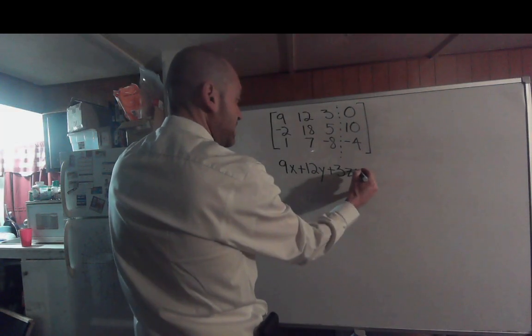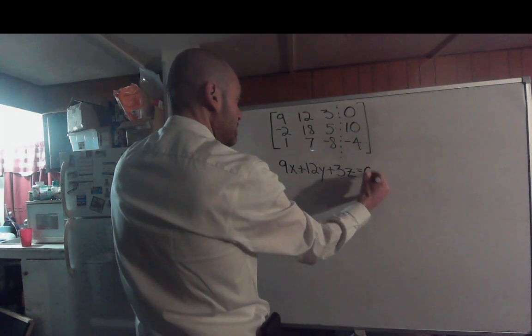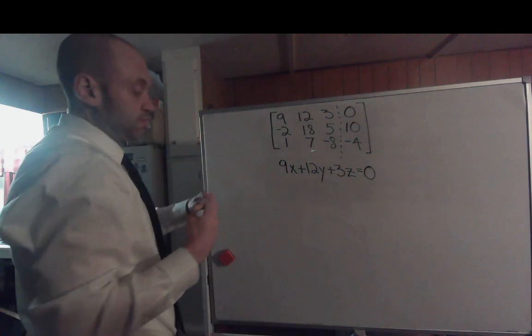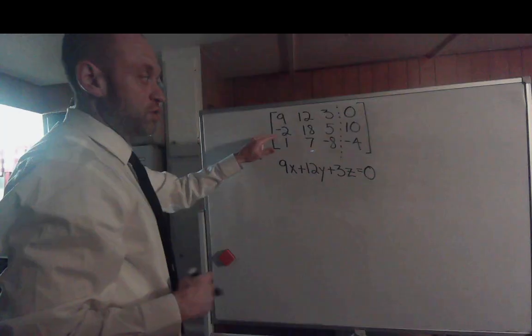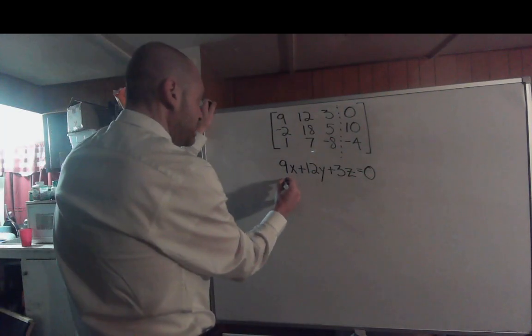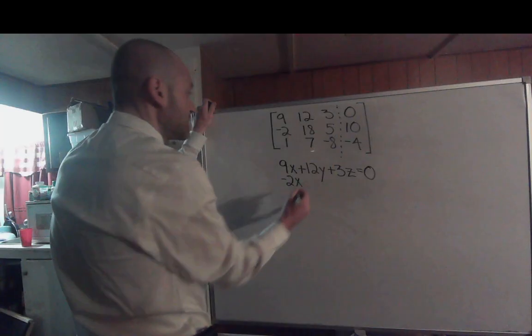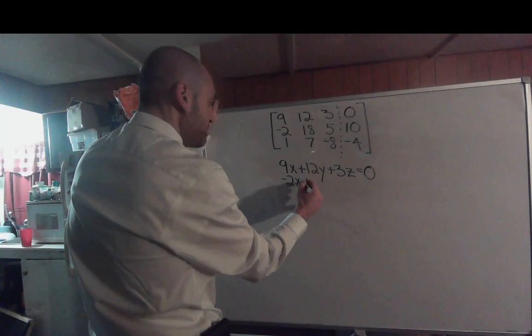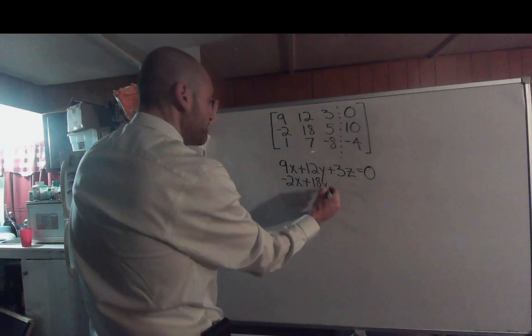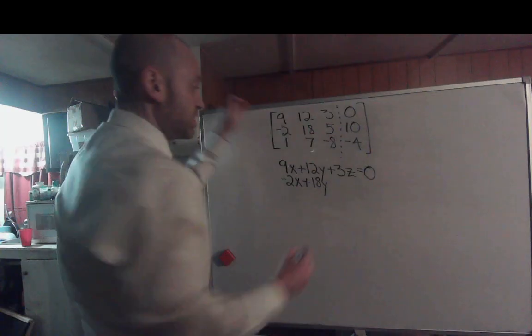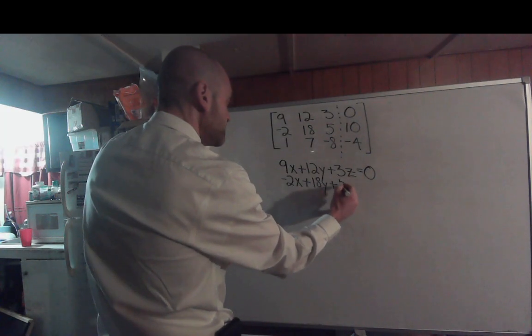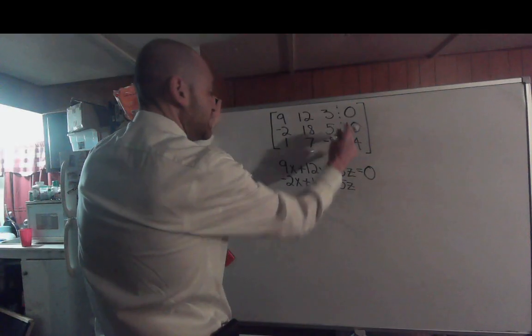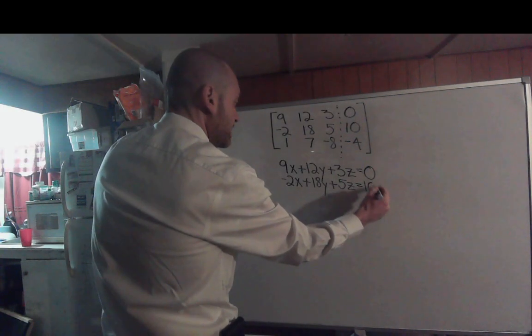Augmentation line equals 0. And then the first entry of the second row is the coefficient on the x, that'd be negative 2x. Second entry is the coefficient on your y, so that'd be plus 18y. Third entry is the coefficient on z, so that'd be plus 5z. Augmentation means equals 10.